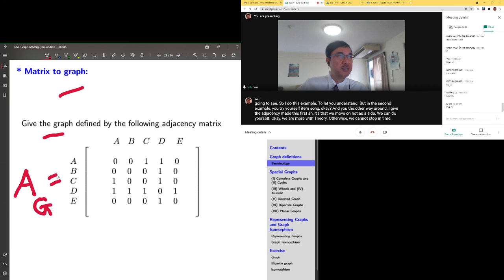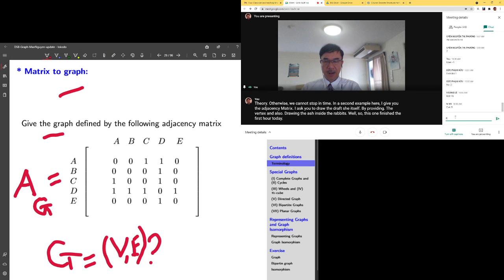In the second example here, I give you the adjacency matrix. I ask you to draw the graph G yourself by providing the vertices and also drawing the edges inside the graph as well. So this one finished the first hour today, and we take a break, and then we resume after.